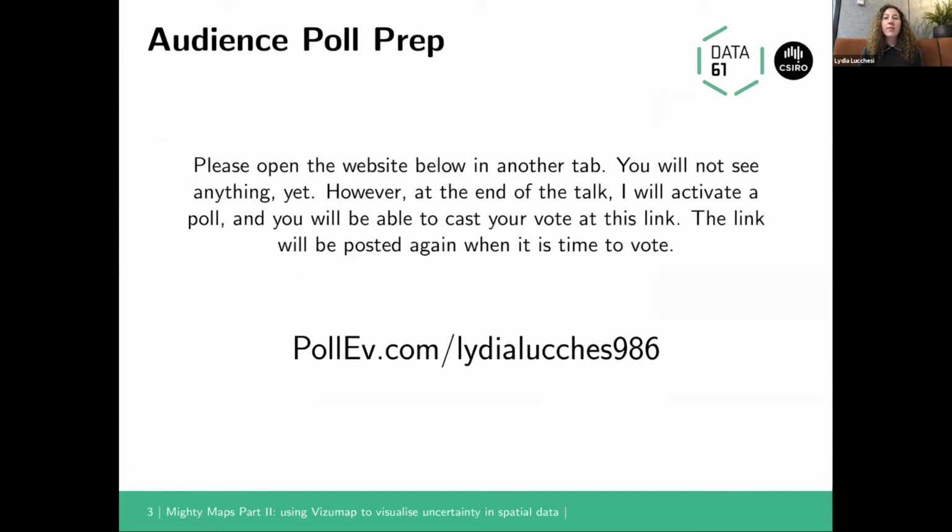Okay, so at the end of this talk, I'm going to have an audience poll in which you'll get to act as the decision maker and cast your vote on how you think it would be best to allocate resources given an uncertainty visualization. So if you could open up this link in another tab, that would be great. I think Jamie posted it in the chat, and then I'll post it again towards the end of the talk. So if you miss it now, don't worry. But you won't see anything there yet, but you'll be able to vote once I activate the question.